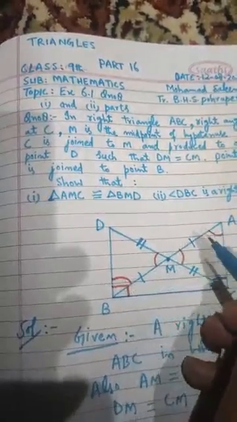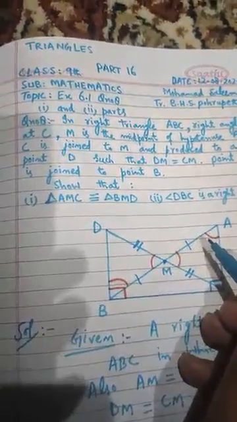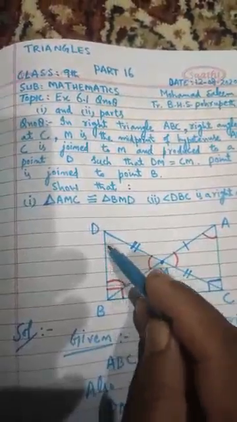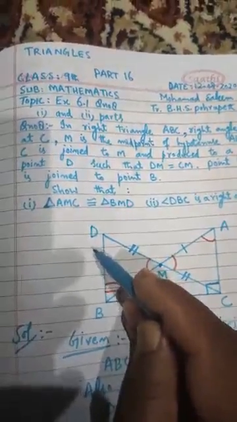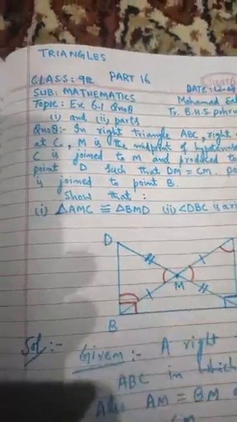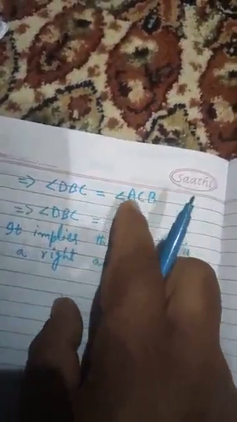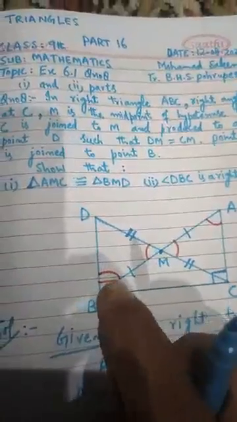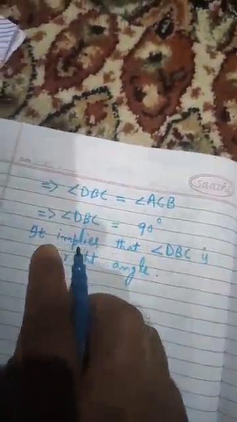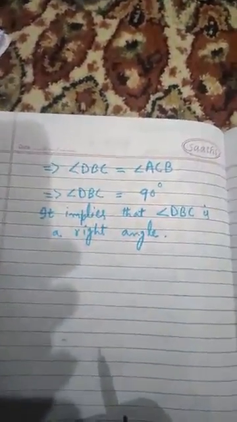But these angles are forming a pair of alternate interior angles. That means AC is parallel to BD. When AC is parallel to BD, then angle DBC is equal to angle ACB. But angle DBC is equal to 90 degree because angle ACB is 90 degree. When angle DBC is 90 degree, that means it is a right angle. We can write it implies that angle DBC is a right angle. This proves the second part of question number 8.